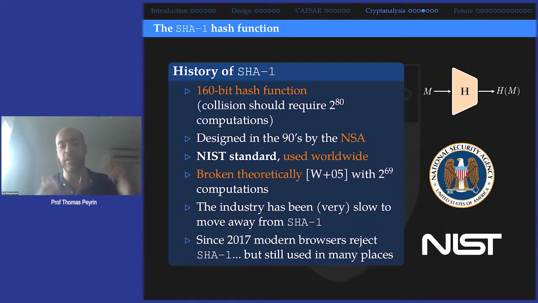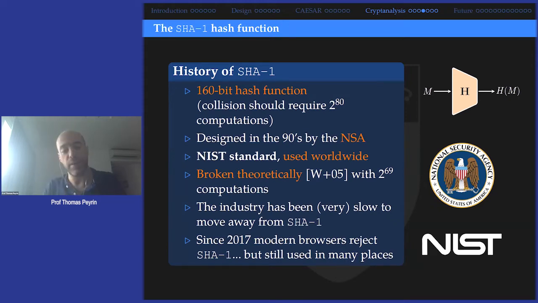But SHA-1 is now a bit old. At the time, it was really impossible to reach that level of computation. It was designed in the 90s by the NSA, the American Security Agency. It's an American standard, and it's used worldwide. If you used some cryptography maybe 10 years ago, you would 100% have been using SHA-1 all over the place. The problem is that SHA-1 has been broken.